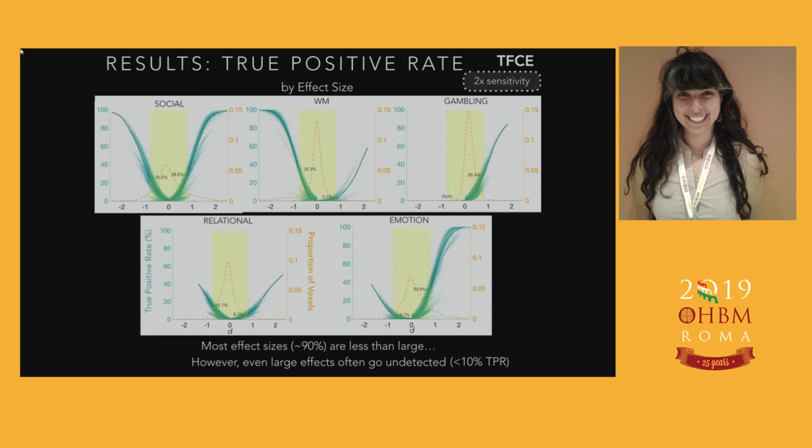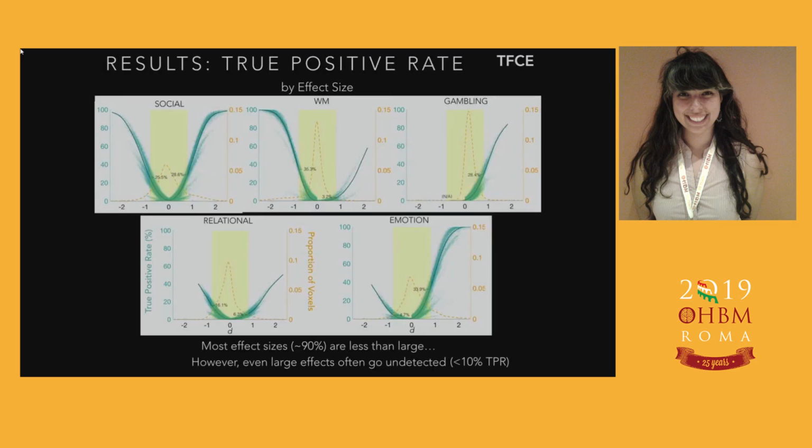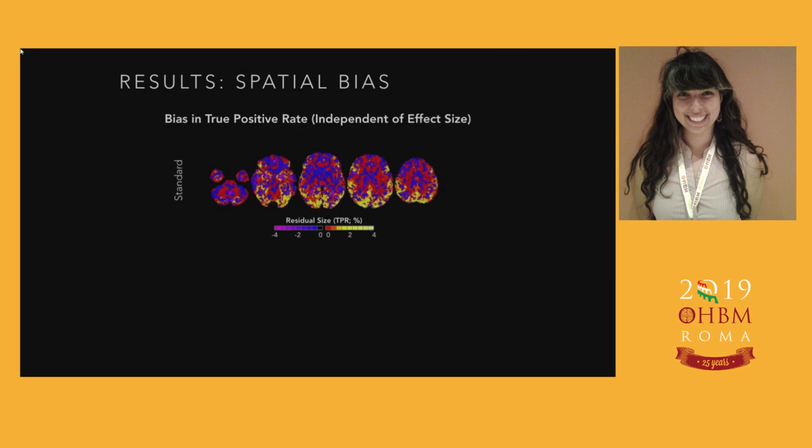So I was also interested in the spatial distribution of the bias in detecting the true positive rate. Specifically here, I'm going to show for a given true positive rate, whether certain areas tend to detect true positives more or less. And this is specifically the residuals of this blue plot. All right, so for the standard approach, we actually start to see some bias in these posterior areas where we tend to detect more effects than otherwise.